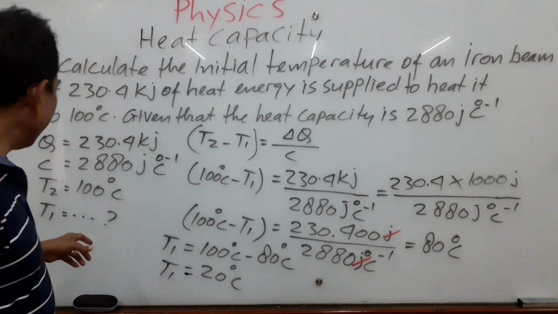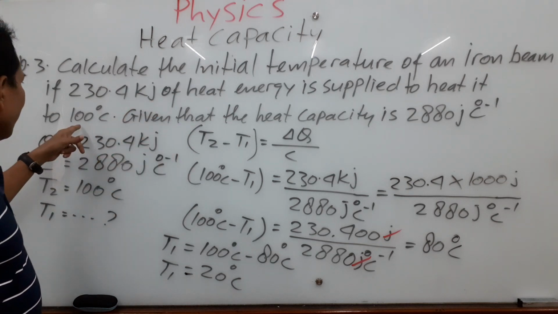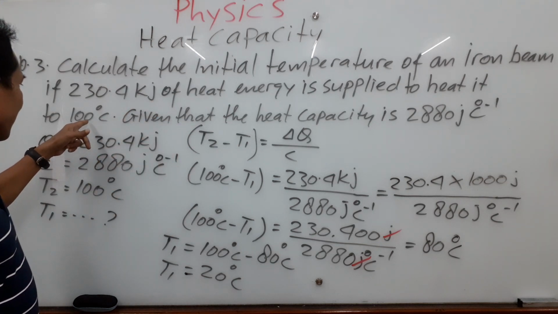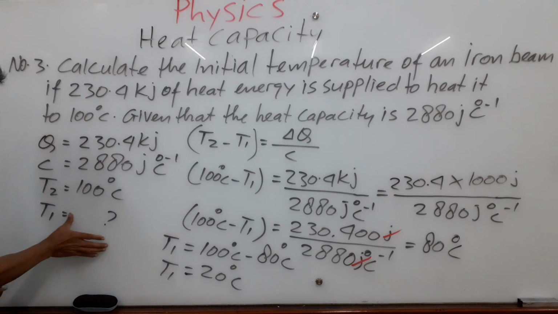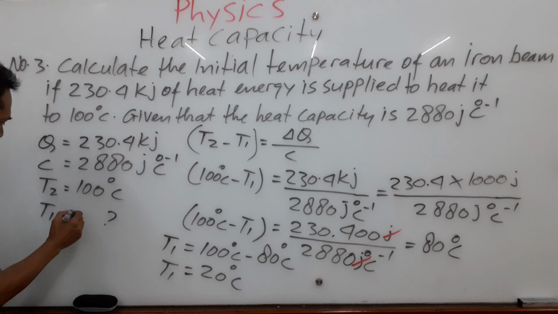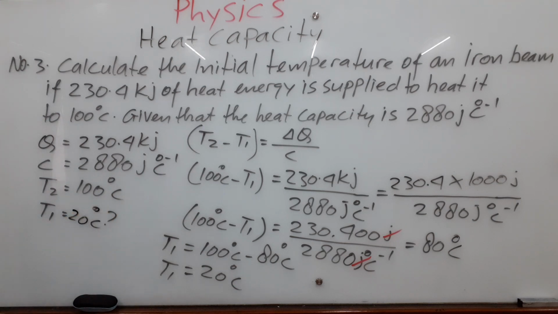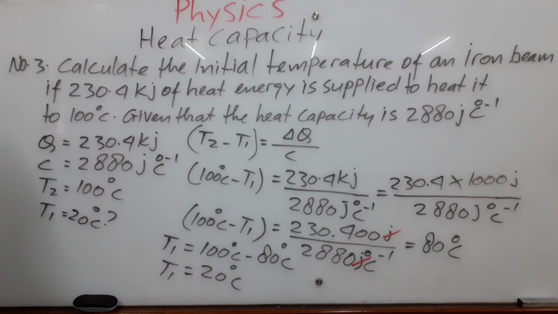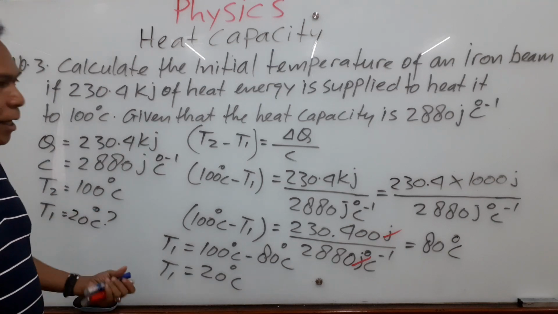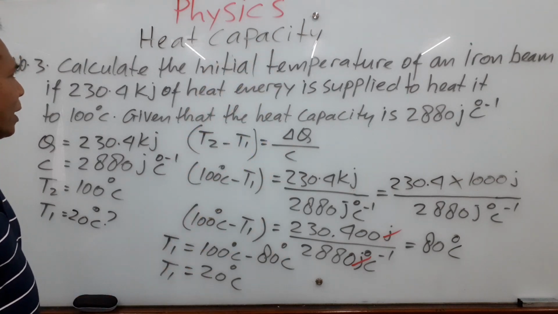So we see our final temperature, okay, to heat this iron beam, is 100 degrees Celsius. This is the final temperature and T1, so now we can put it here. T1 is 20 degrees Celsius, the initial temperature. Okay, initial temperature. All right, so we have got it. Now let's go through this quickly, and then I erase and we bring one more question. Okay, so we still talk about heat capacity.